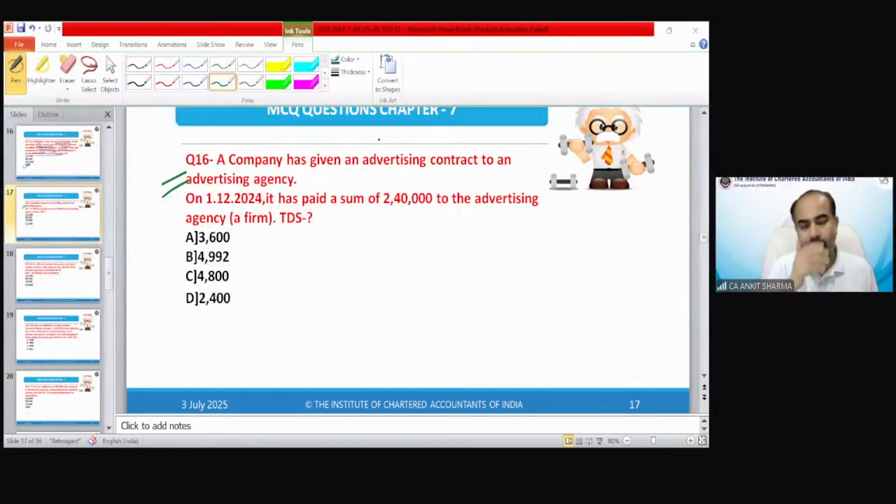The correct answer is, of course, C, because under 194C, TDS would be deducted at the rate of 2%. For individual and HUF, the rate is 1%. Other than individual and HUF, the rate is 2%. Correct. A lot of students have given the correct answer.